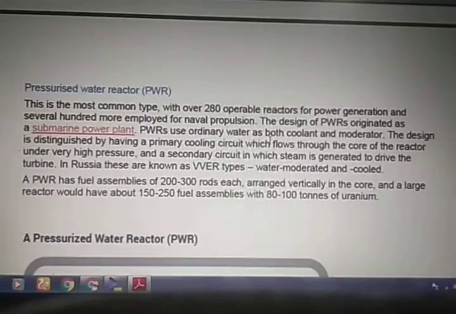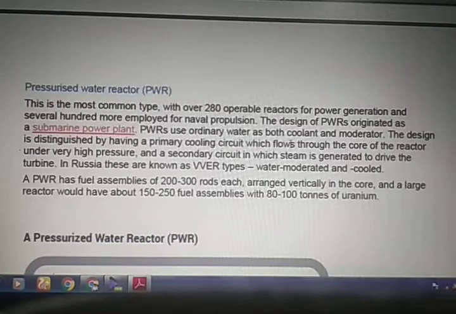There are various types of nuclear reactor. The first one is the pressurized water reactor, PWR. It is the most common type, with over 280 operable reactors to generate power and several hundred more employed for naval propulsion. The design of this type of reactor is used in submarine power plants.